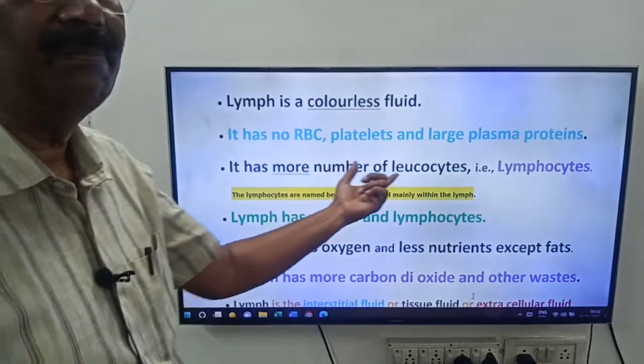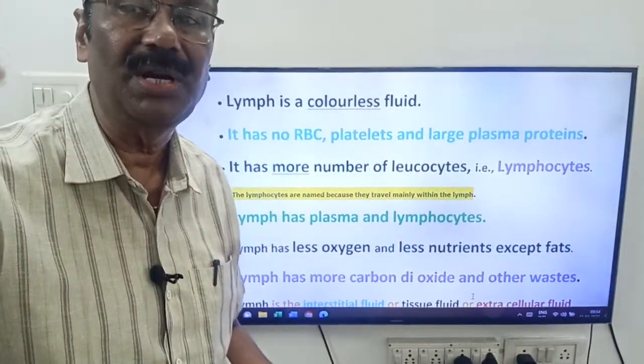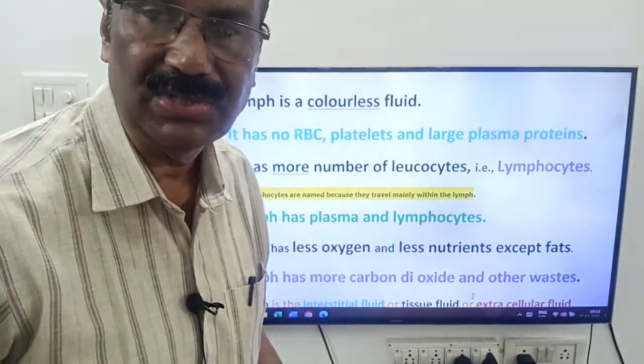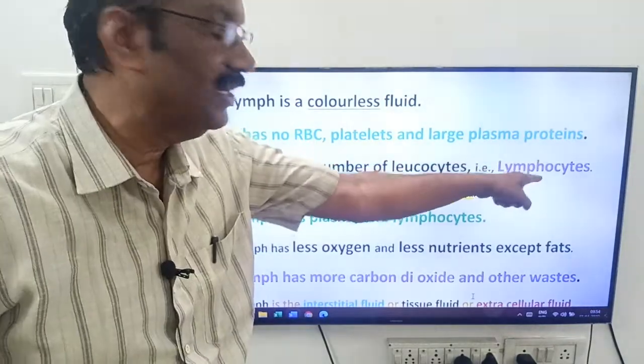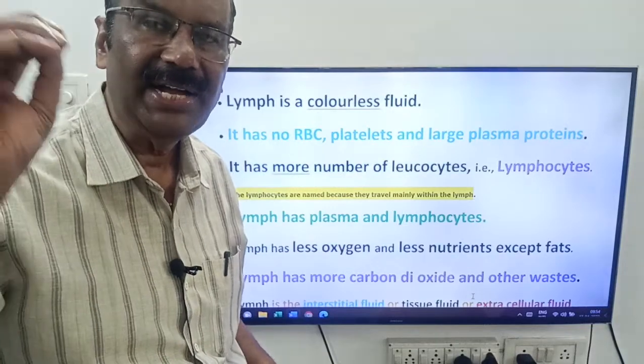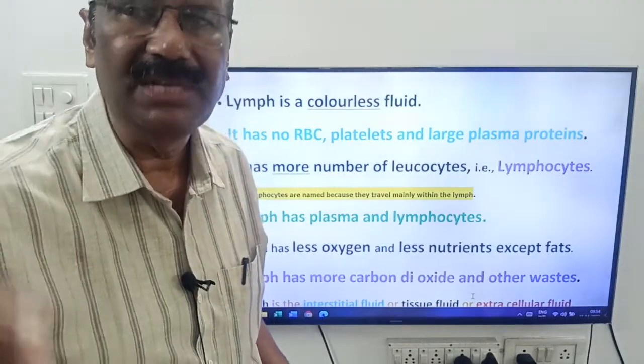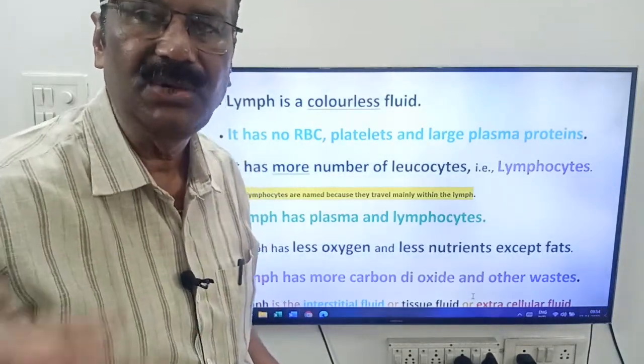It has more number of leukocytes, friends. Lymph has more number of WBC. But not all WBC, friends. Only one type of WBC. What is that, friends? Lymphocytes. Lymph has only lymphocytes. What are lymphocytes? Lymphocytes are WBC. Lymphocytes are leukocytes.